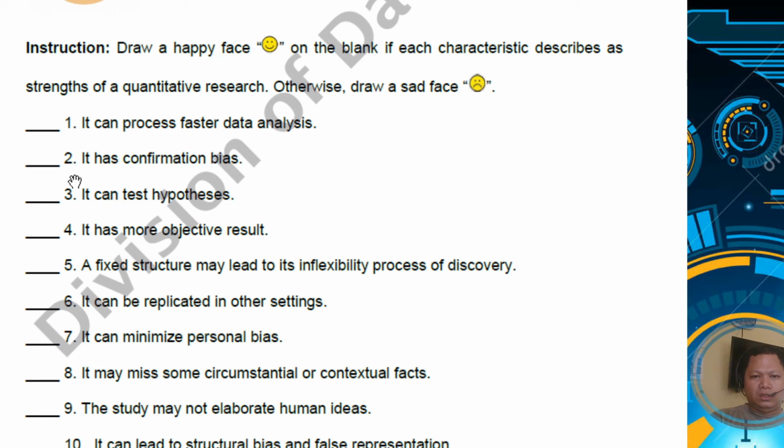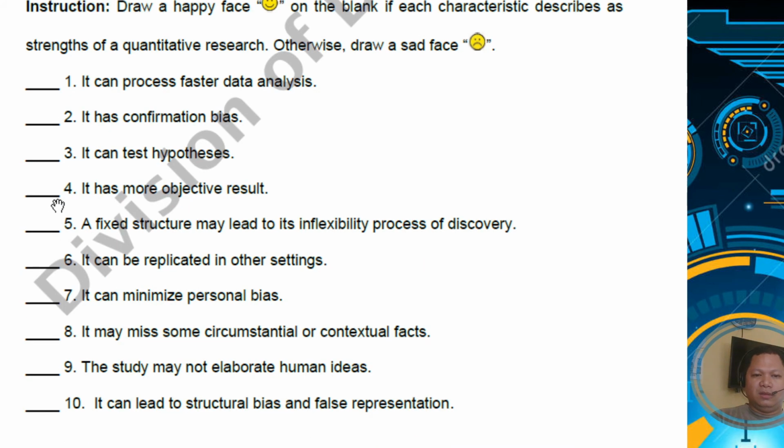Number 2, has confirmation bias. The answer is sad face. Number 3, it can test hypothesis. Correct, it is a happy face. Number 4, has more objective result. You're right, that is a happy face. Number 5, fixed structure may lead to inflexibility in the process of discovery. Correct, that is a sad face. Number 6, it can be replicated in other settings. A happy face, you're right.